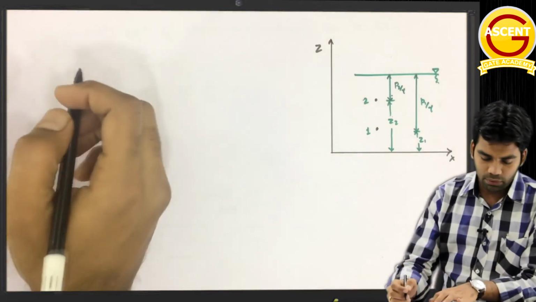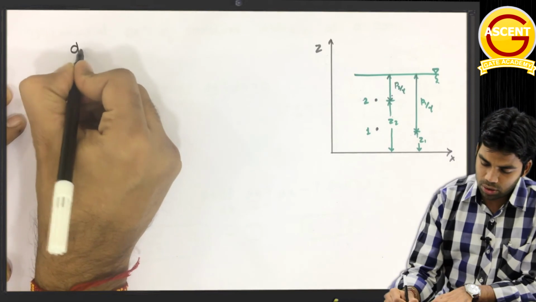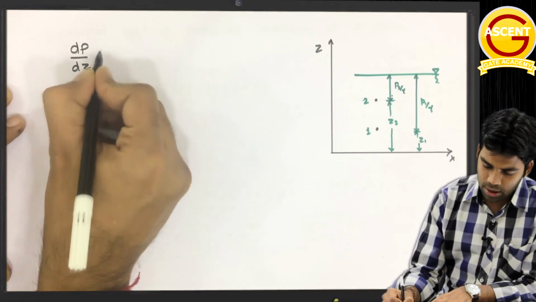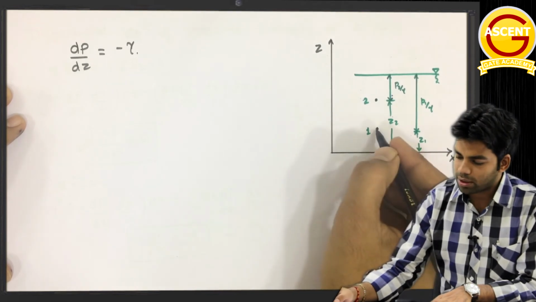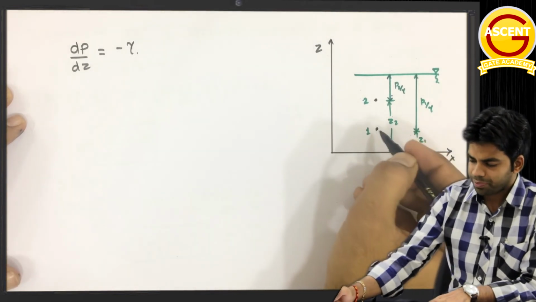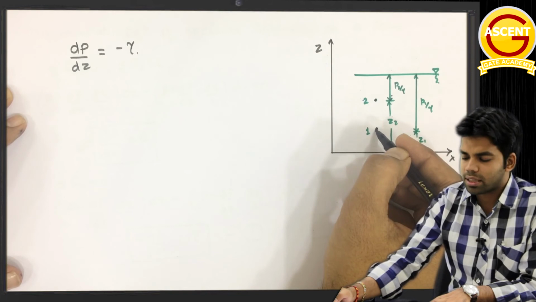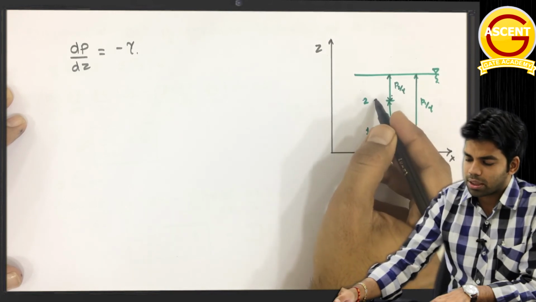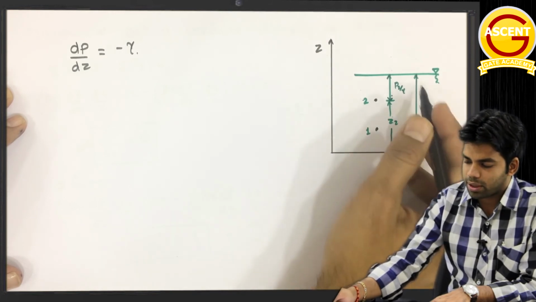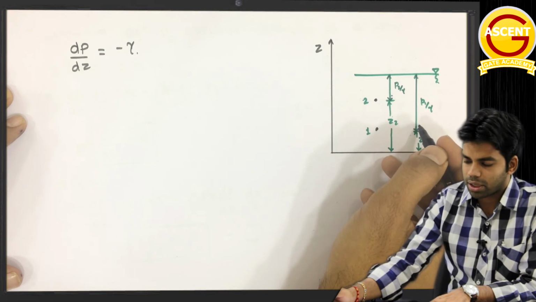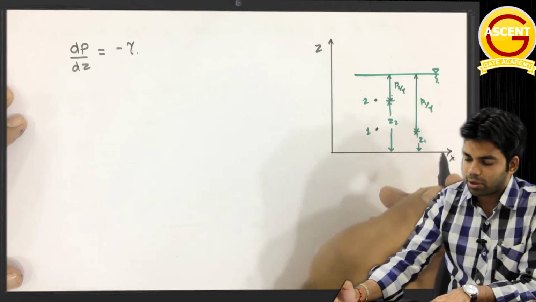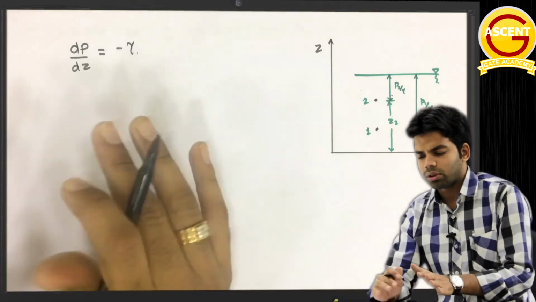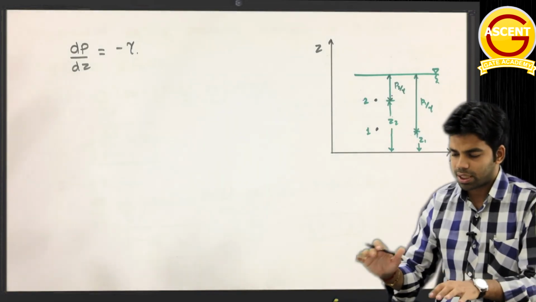Okay, so we have seen minus dP by dz is equal to gamma, or dP by dz is equal to minus gamma. Now let us suppose we have two different points, point 1 and point 2. At point 1 the pressure is P1 and at point 2 the pressure is P2. So the pressure head at point 1 is P1 by gamma. Pressure head is P by rho g, P by gamma, and the pressure head at point 2 is P2 by gamma. How that pressure head comes, we will discuss that too.